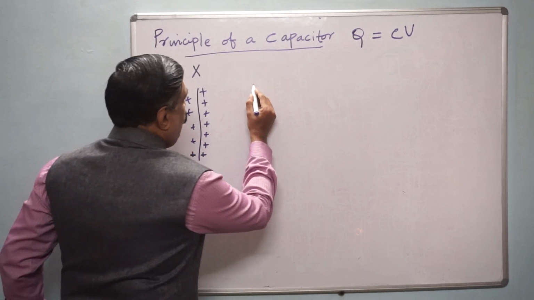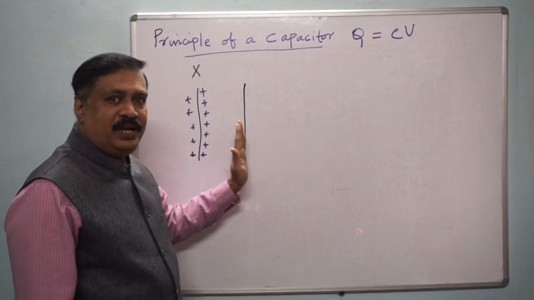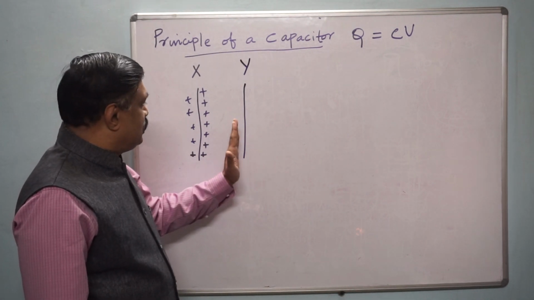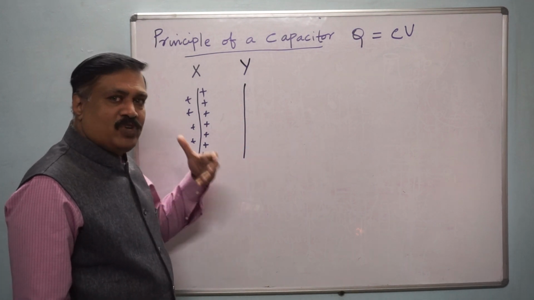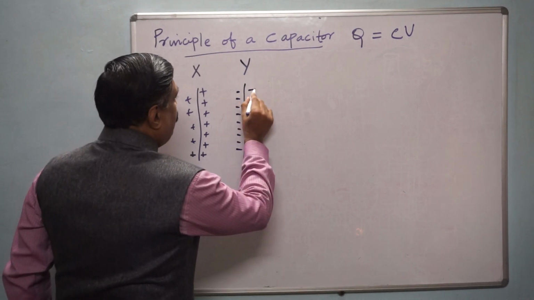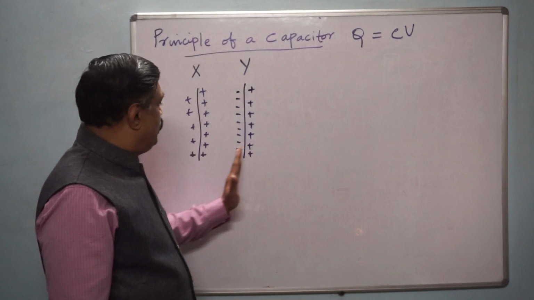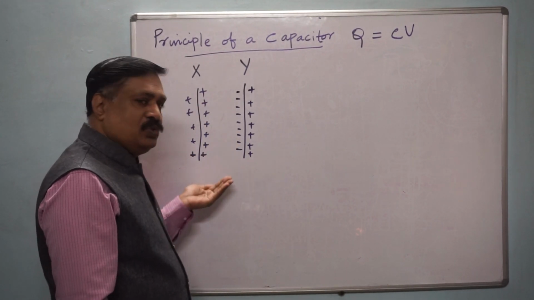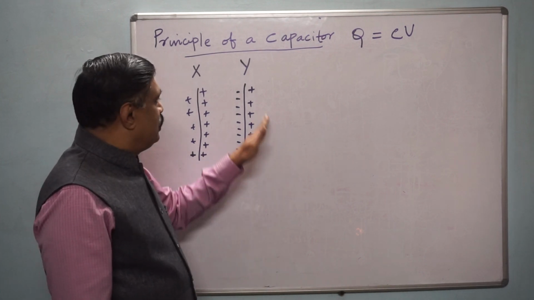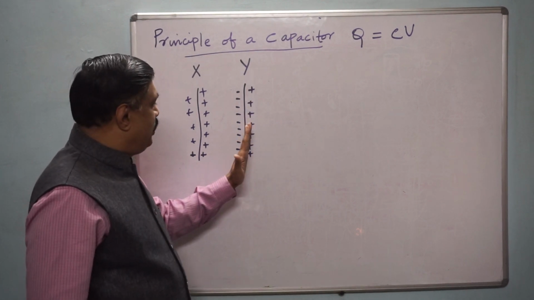Now I am bringing one more conductor. Here I have not given any charge. I am bringing this conductor near to X, and I call this conductor Y. It is a mere conductor. Due to the presence of this positive charge, since it is a metal, negative charges are induced closer to X, and positive charges move away from it, because like charges repel each other. We have not given any charge to Y, but due to the presence of the positive charge, negative and positive charges appear. This is due to induction.